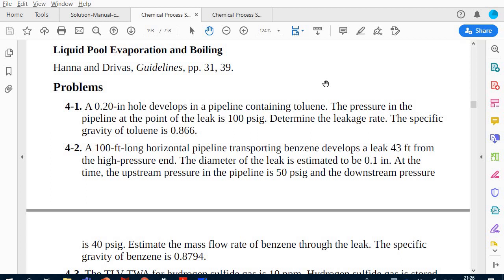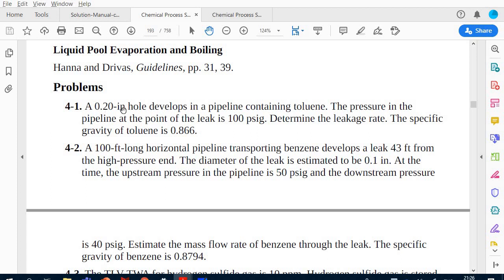And as you know, it's one of the best books by Daniel Crowl and Joseph Louvar. And in this course, CHENG465, Chemical Process Safety in Industries, we have taken chapters 1, 2, and 3, and now we are up to chapter 4. So 4.1. What do we have at 4.1?